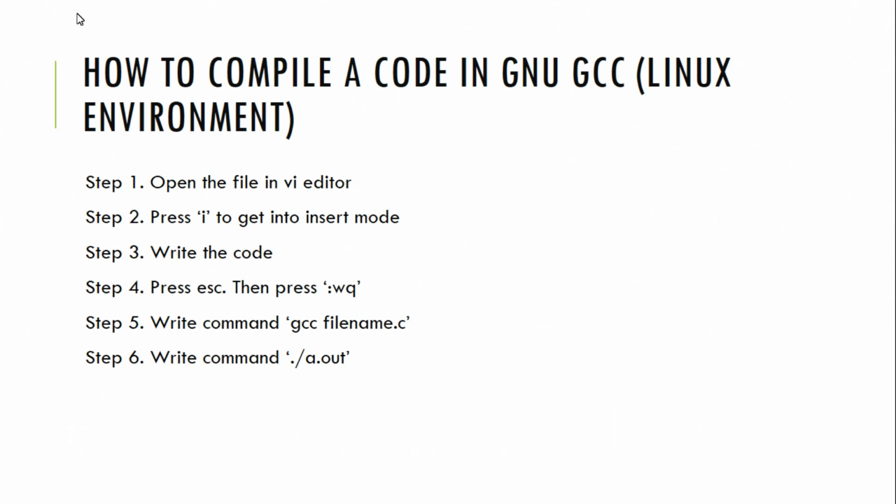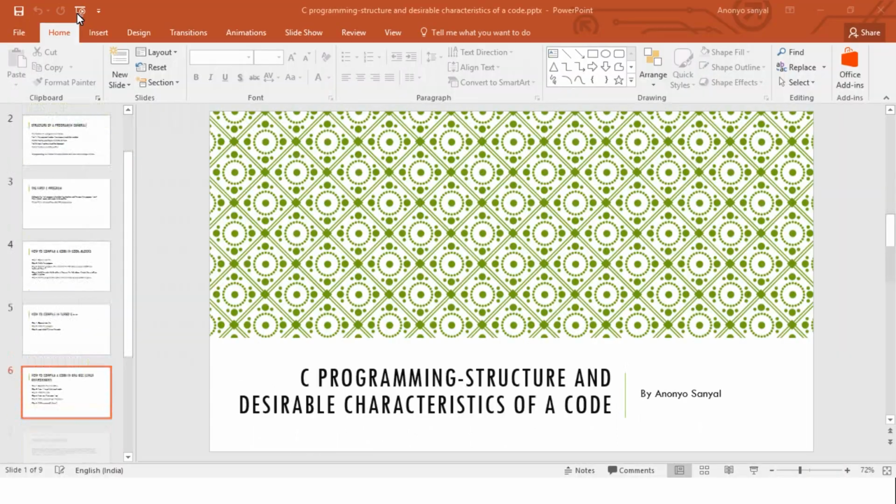After that, we will write the command gcc filename.c. What gcc does is it compiles the code. Which code will it compile? The code named filename.c. Next, to run the code, you have to type dot slash a.out and press enter. You will get the output. So let us see how it occurs.